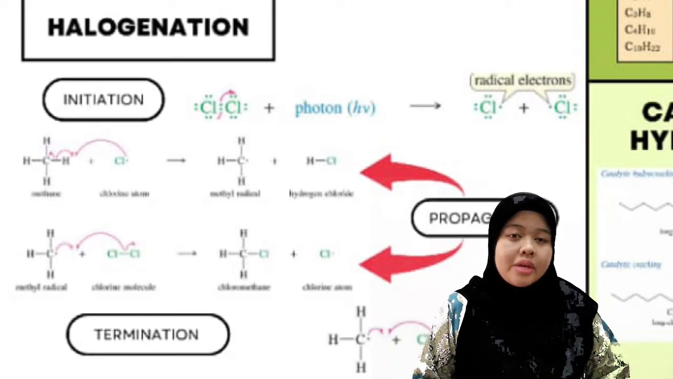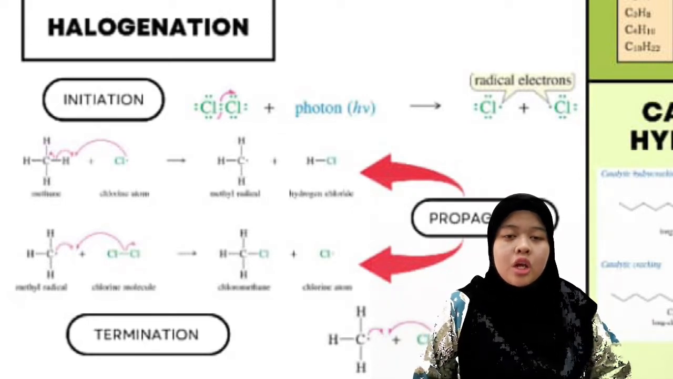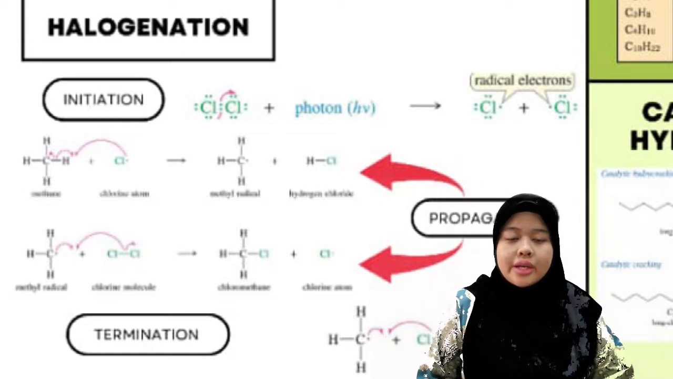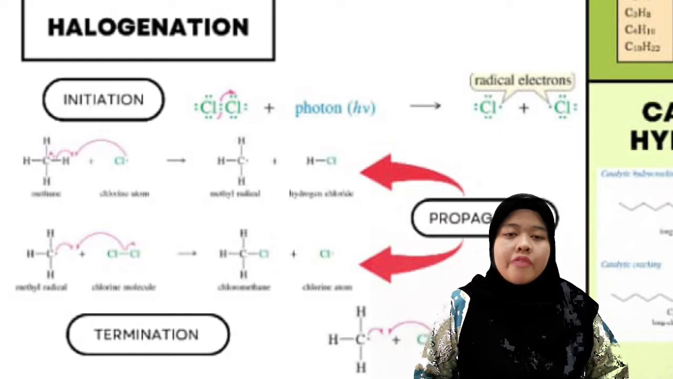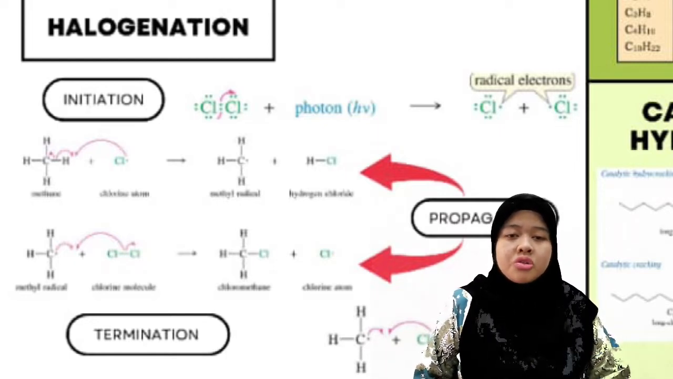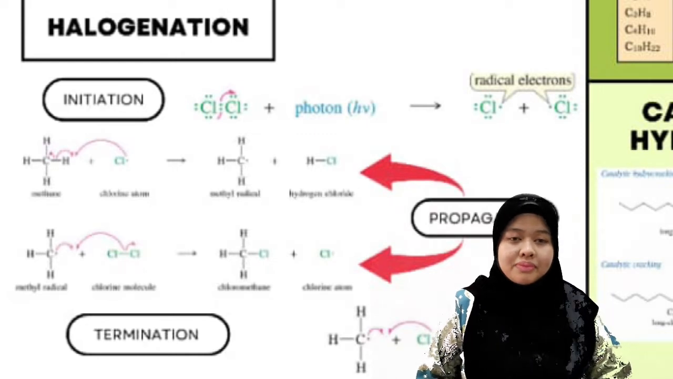And the last step in this mechanism is termination. Two free radicals will join together, producing a non-radical compound. Combination of a free radical with a contaminant or collision with a wall are also termination steps.